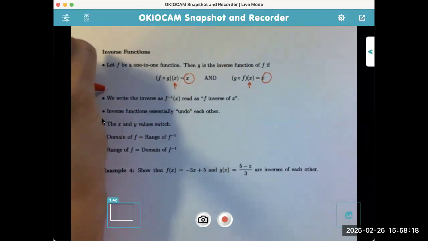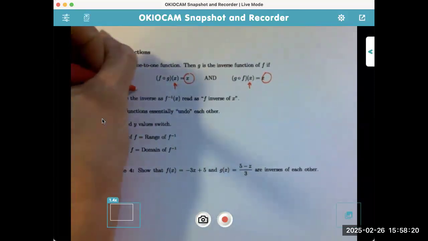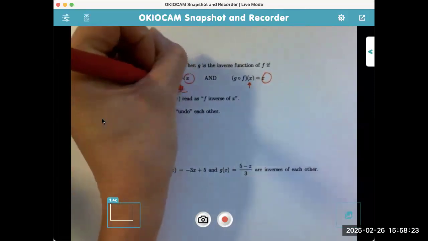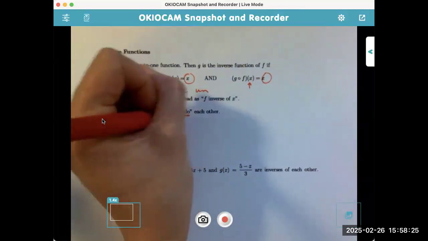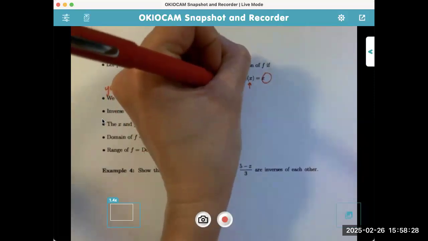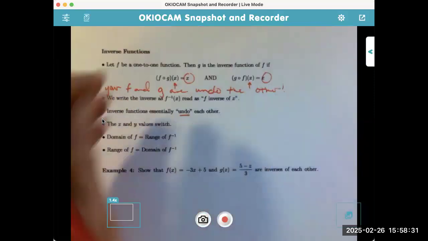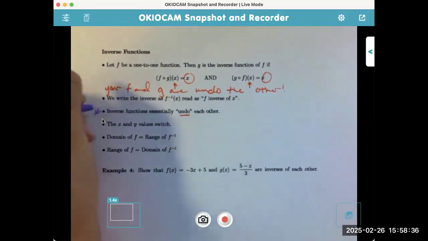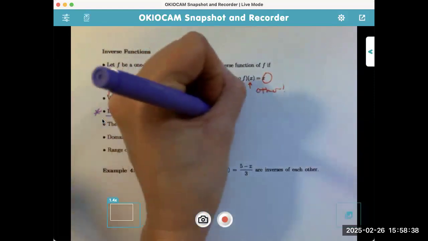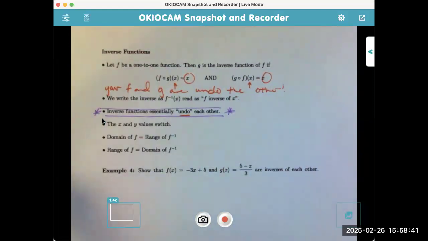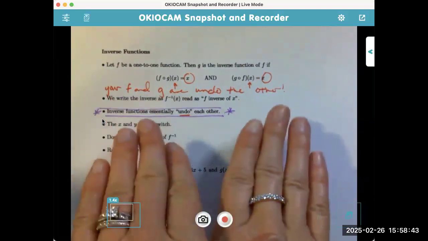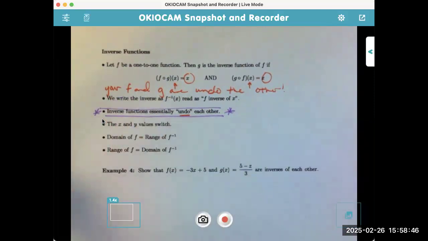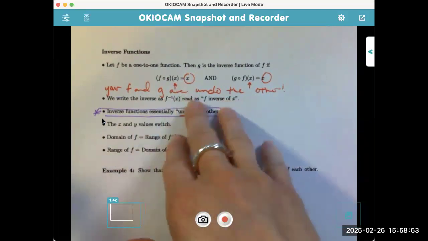So basically your f and g undo the other. Okay, so that's a main takeaway of inverse functions. Star, highlight, note to yourself: big understanding right here. We love inverse functions because they cancel each other out. We like inverse functions because they undo each other. A lot of things in math we need to Command Z, undo. That's where inverse functions come into play.